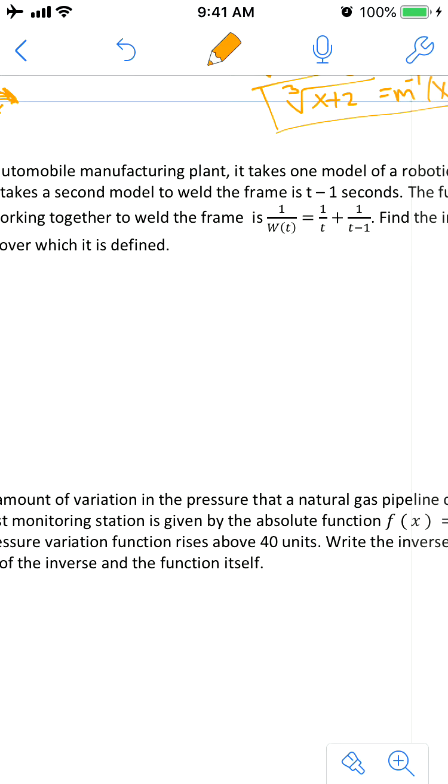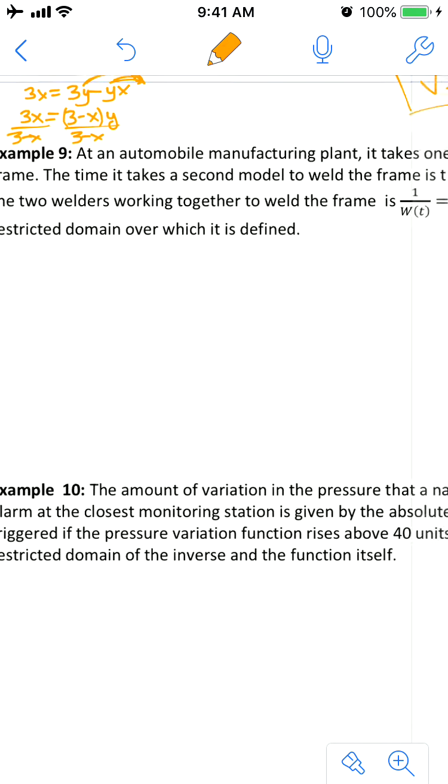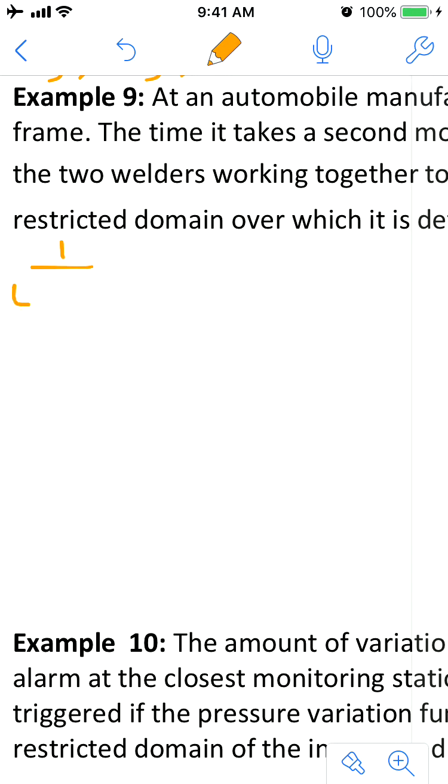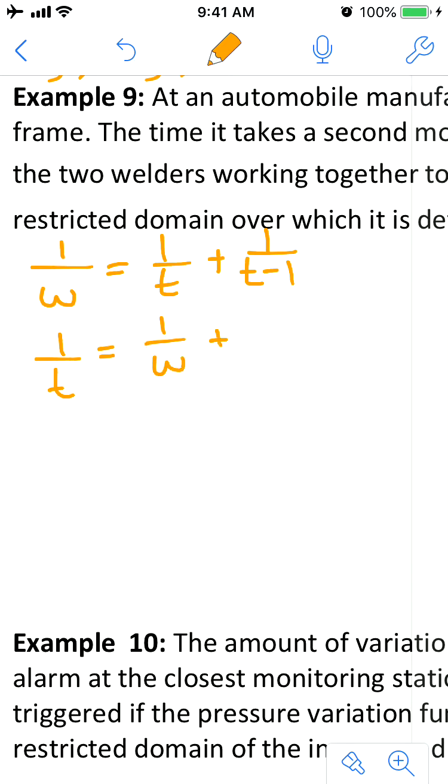Okay. The function itself is w of t, right? So we're going to write w. I'm just going to write w because I don't want to write of t over and over again. But that is what we are calling the function. So 1 over w equals 1 over t plus 1 over t minus 1. Before we were switching x and y. Now we're switching w and t. So let's go ahead and switch that. 1 over t equals 1 over w plus 1 over w minus 1.